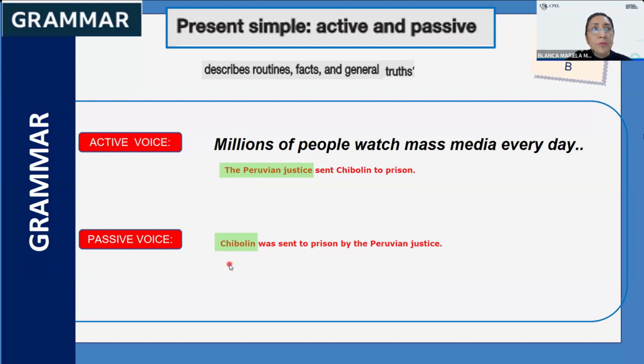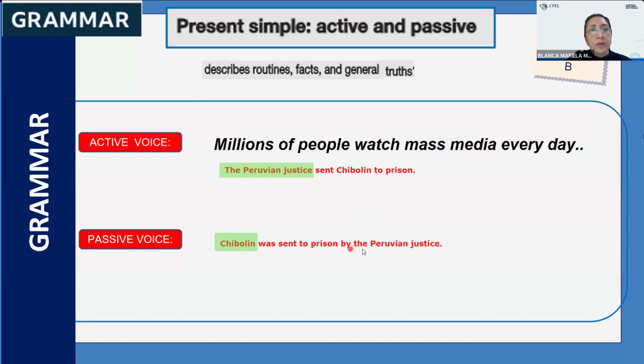Chibolin. So what happened to Chibolin? He was sent to prison by the Peruvian justice. Okay, so the emphasis is here on what happened. Also, another characteristic of the passive voice, remember the emphasis is on here what happened. What happened? Chibolin was sent to prison. This is the most important information that I want to transmit. But who performs the action?